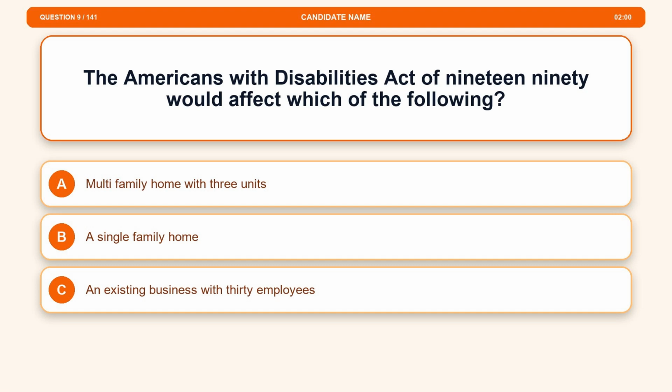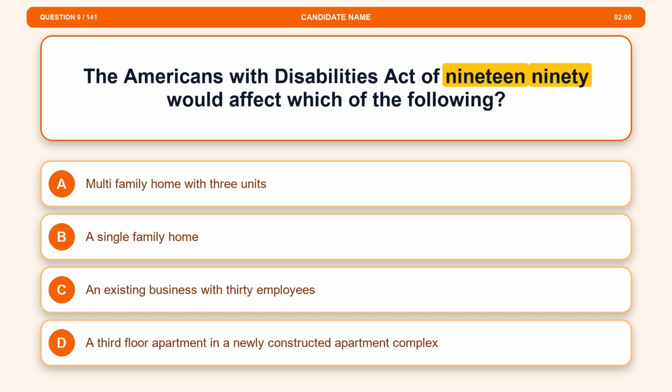Question 9. The Americans with Disabilities Act of 1990 would affect which of the following? Option A. Multi-family home with 3 units. Option B. A single-family home. Option C. An existing business with 30 employees. Option D. A third-floor apartment in a newly constructed apartment complex.